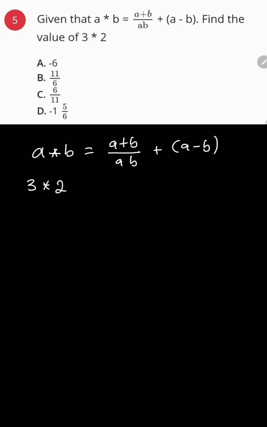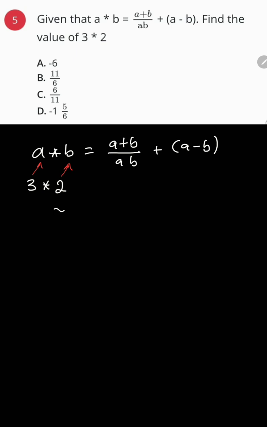So moving to number 5, we have that A asterisk B is equal to A plus B all over AB, then plus A minus B. Now we are asked to find 3 asterisk 2. Now, by position, your 3 is taking the place of A, and your 2 is taking the place of B.